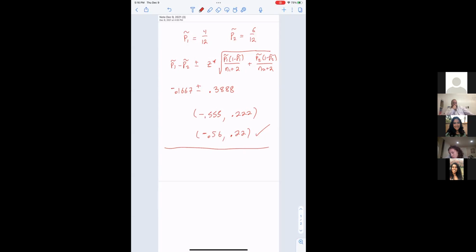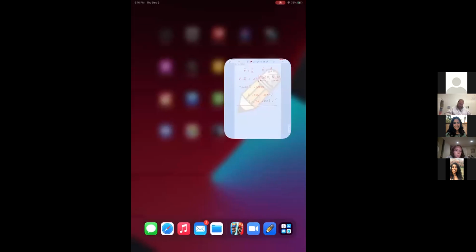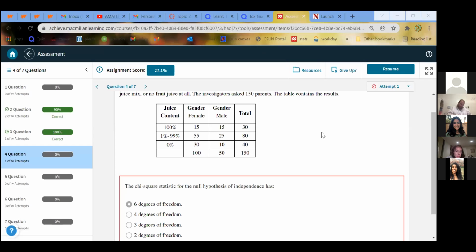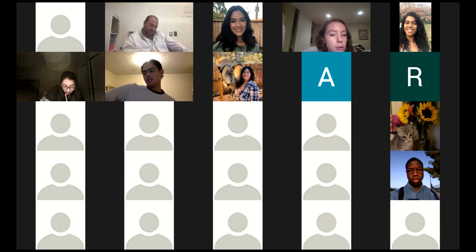I have another question from chapter 25 homework. I will stop sharing so you can show it. Go ahead. Can you see it? Yep. I thought the degrees of freedom was these boxes, which would make it 6. Rows minus 1 times columns minus 1. So I have 3 rows and 2 columns. So 3 minus 1 times 2 minus 1, there's 2 degrees of freedom. Thank you. You're welcome. That was easy.